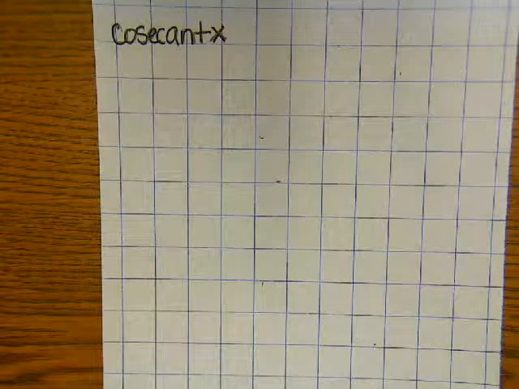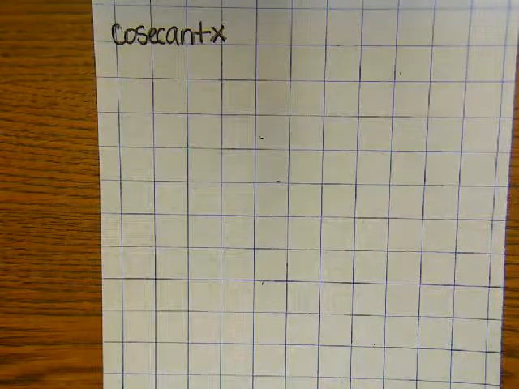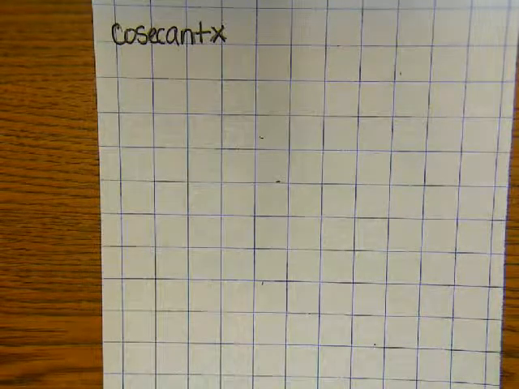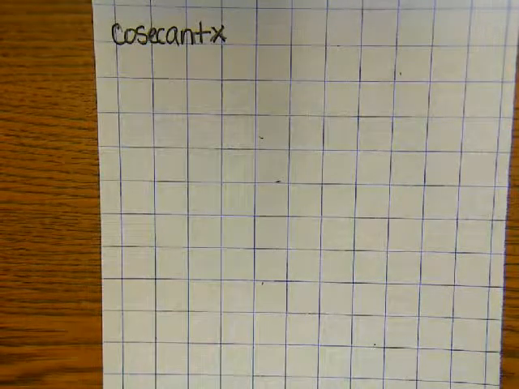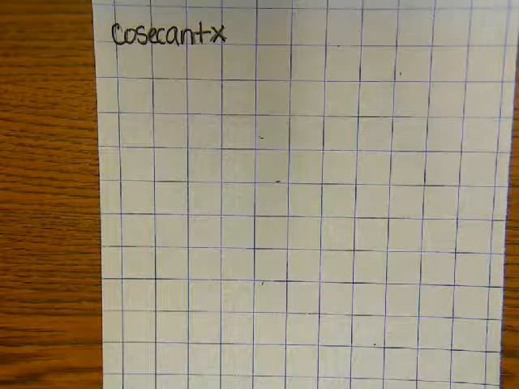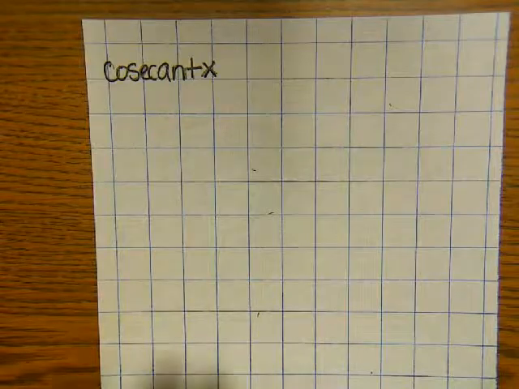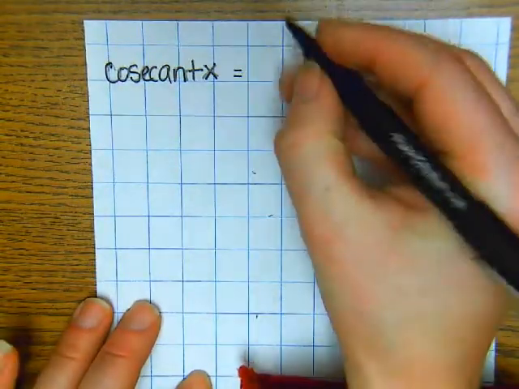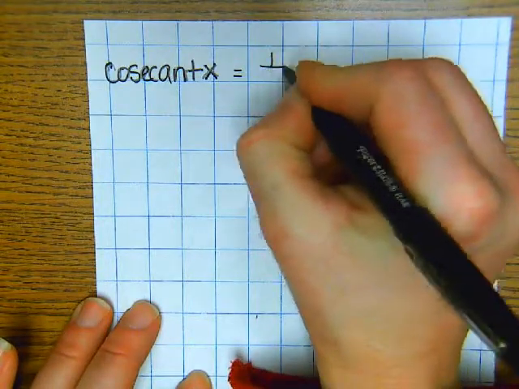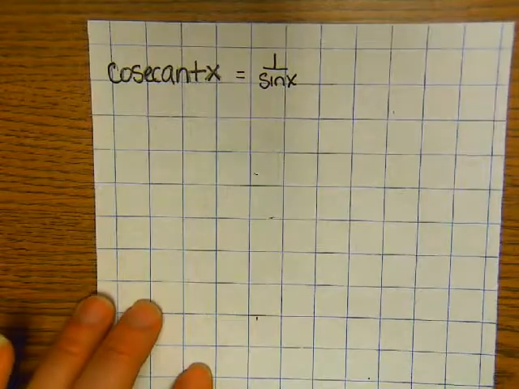So cosecant of x. Okay, so cosecant of x is the reciprocal of sine, isn't it? So when we're inputting this, we're going to use 1 over sine of x. So let's figure out the asymptotes of this.